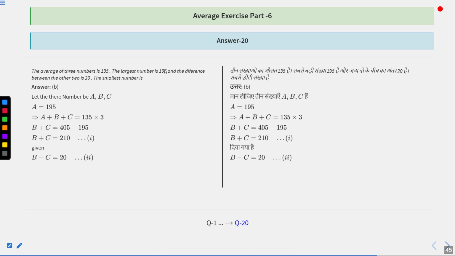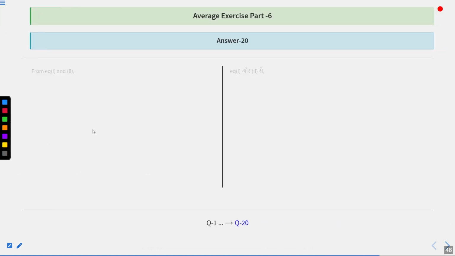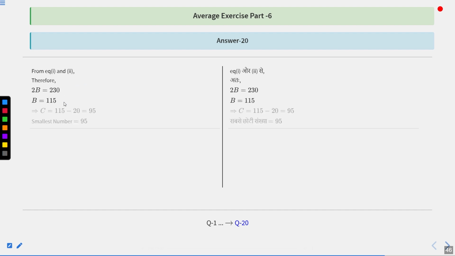The largest number is 195. So when we subtract it, we get the value of B plus C, which becomes 210. And it is also given that B minus C is 20, the difference between the other two numbers. So now we can calculate it by equations 1 and 2. 2B equals 230. So B will be 115. So what will be the value of C? 115 minus 20, which is 95. So the smallest number is 95.